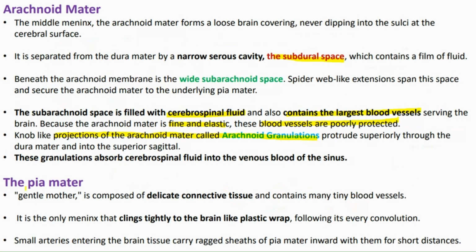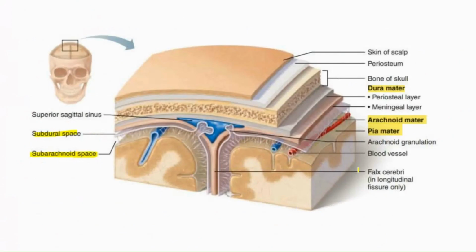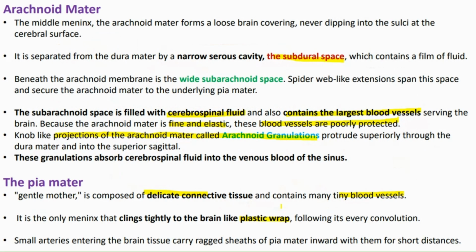Now, lastly, we have the pia matter, the gentle mother. Everything in this matter is gentle and cute, so it's a delicate connective tissue, and it contains tiny blood vessels. It acts like a plastic wrap. It's as if we took plastic wrap and wrapped the brain with it carefully, so that even within the fissures we have this pia matter. It covers all the fissures of the brain and all the convolutions.